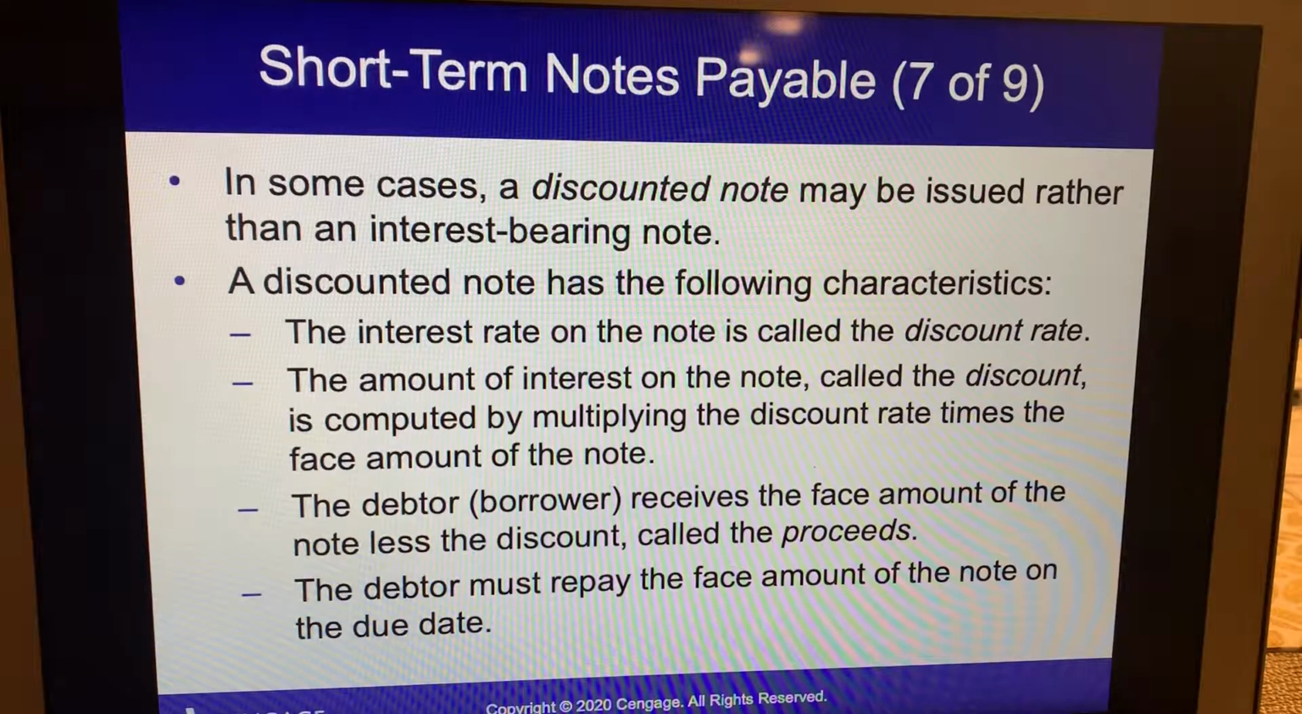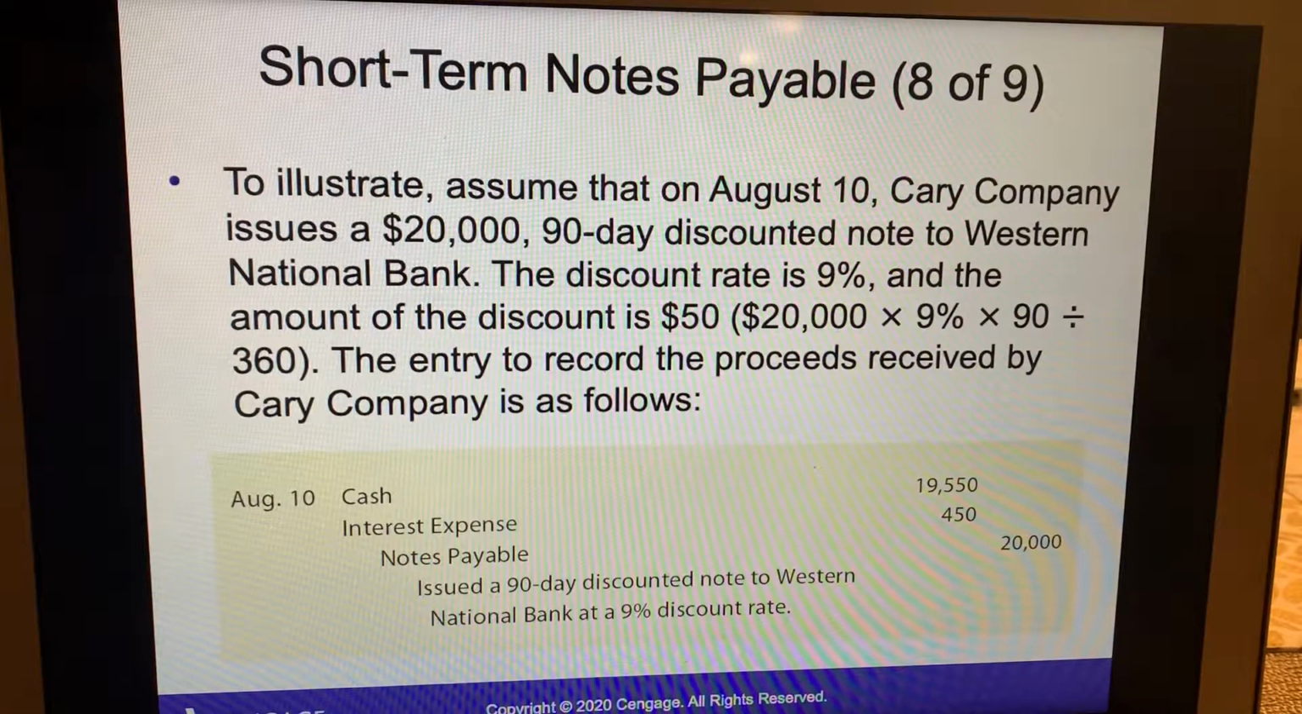The debtor or borrower receives the face amount of the note less the discount, called the proceeds. The debtor must repay the face amount of the note on the due date. So, short-term notes payable. Here, Carry Company issued a $20,000 90-day discount note to Western National Bank.